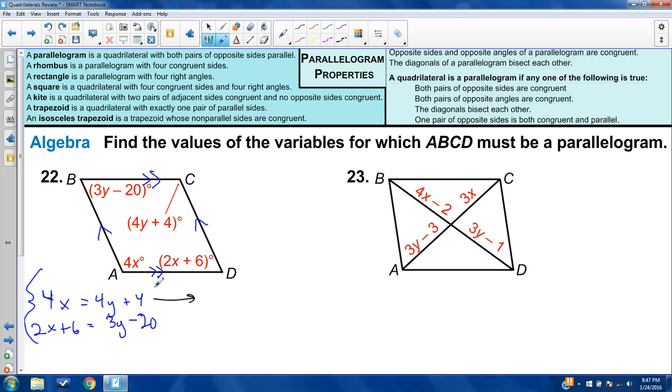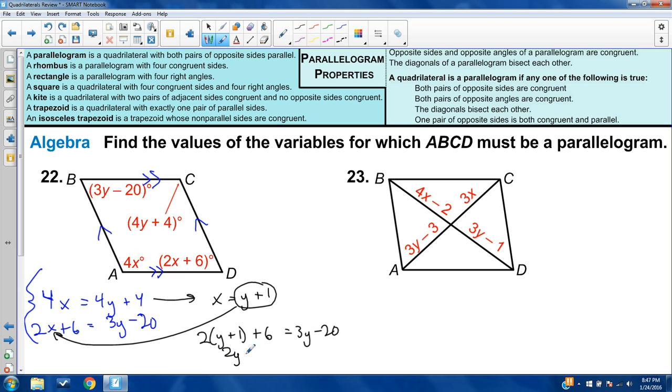What I'm going to do is take this equation and divide everything by 4. I'm going to get x equals y plus 1. Okay? I'm going to take y plus 1 and substitute it in for x in this equation here. And I'll solve for y first. So that becomes 2 times y plus 1 plus 6 equals 3y minus 20. So 2y plus 2 plus 6 equals 3y minus 20. Going on up, sorry about that, 2y plus 8 equals 3y minus 20. Like I said, a lot more work this way. And y equals 28 if I do the proper math.